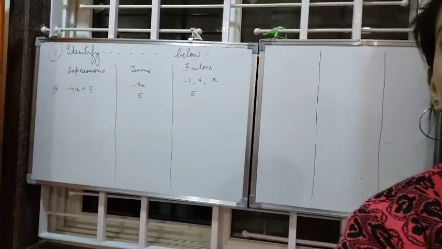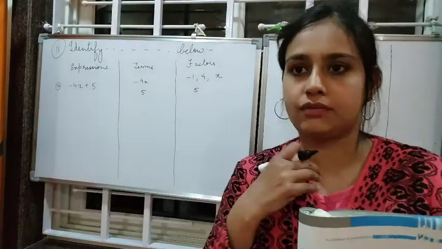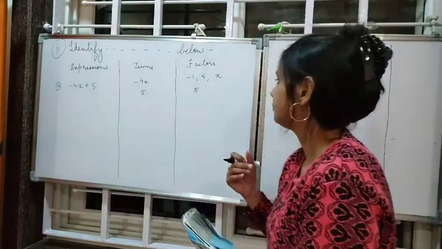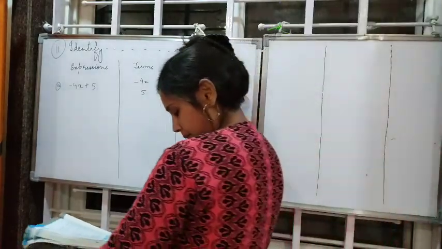One minute, children. Okay, I'll just adjust it. Okay. So that is A.